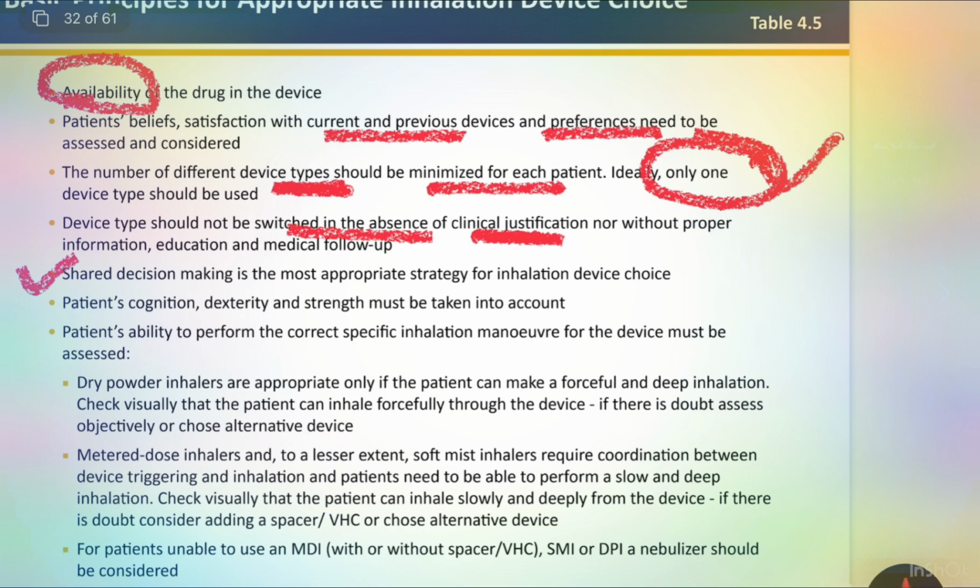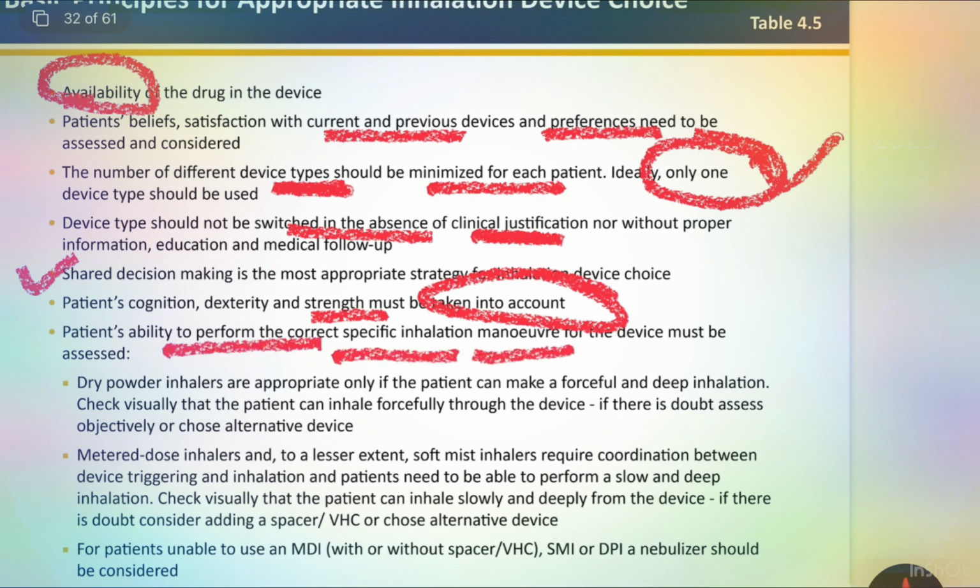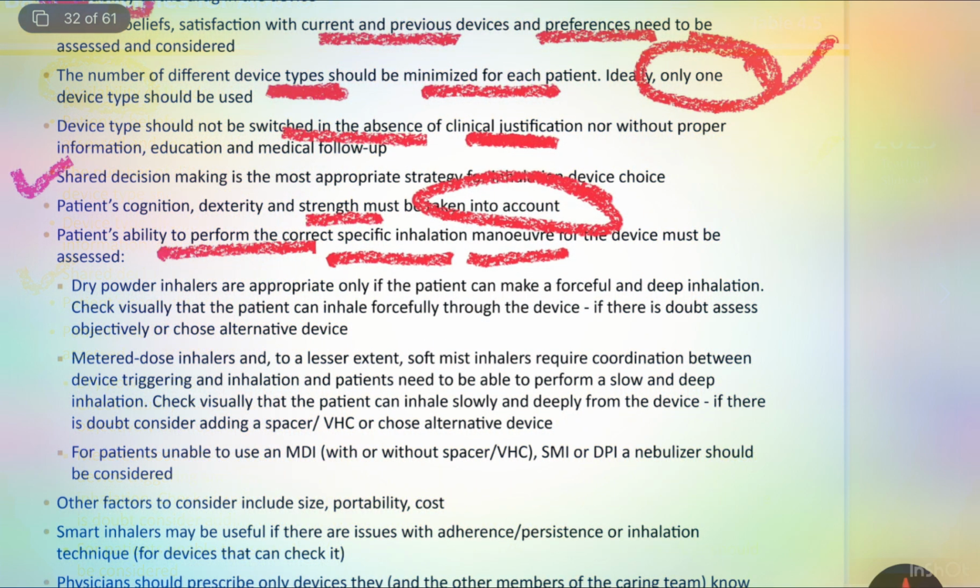Then the patient's cognition, dexterity, and strength must be taken into account. The patient's ability to perform the correct specific inhalation maneuver for the device must be assessed. So they are telling dry powder inhalers are appropriate only if the patient can make a forceful and deep inhalation. If the patient can make a forceful and deep inhalation only, then we should prescribe a DPI. Check visually that the patient can inhale forcefully through the device. If there is doubt, assess objectively or choose an alternate device.